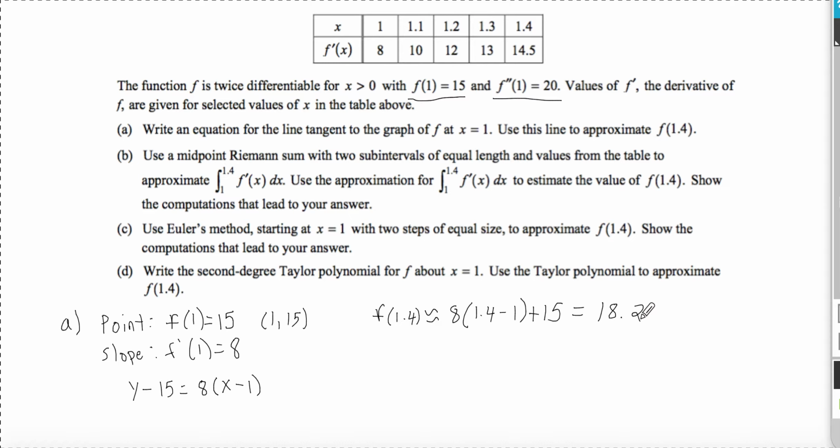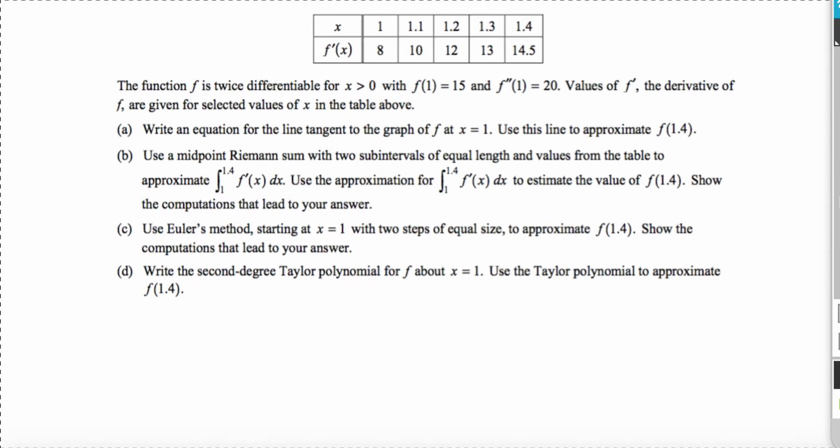All right. So that would be part A, tangent line approximation. Not too bad. Not too bad. Definitely a skill you need to have in your back pocket that you can expect. Okay. Let's take a look at the next part.